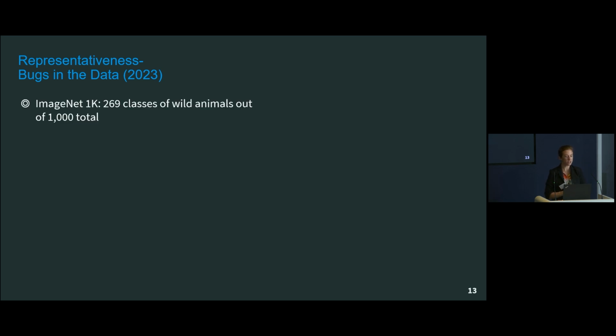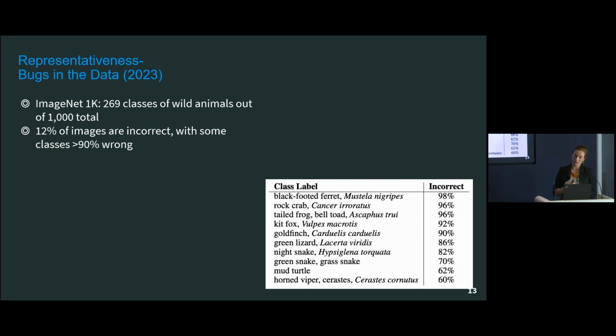So what we did with a colleague of mine, David Rolnick, we looked at ImageNet, which was talked about yesterday. It's one of the big emblematic data sets in AI. ImageNet 1K is used for evaluating AI models. And what we found is that of the 1,000 classes, 269 are wild animals. Because we're big nature geeks, we wanted to know what's in there. Working in tandem with actual experts in the field, we found that 12% of the images are mislabeled, and some classes are over 90% wrong. Classes like black-footed ferret are 98% incorrect, rock crab 96% incorrect.